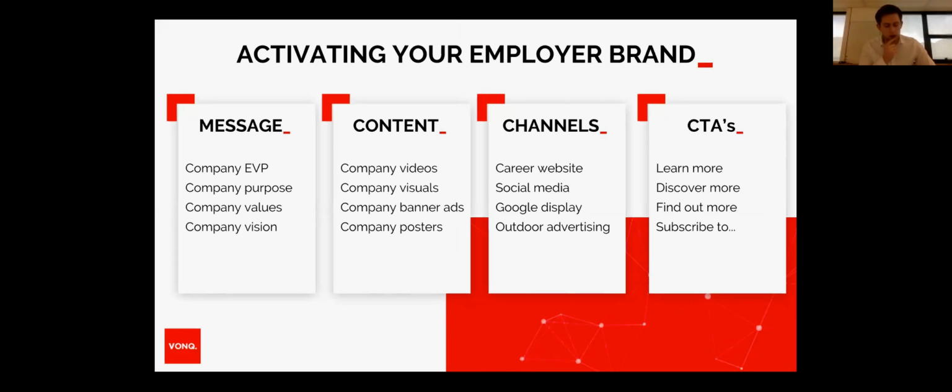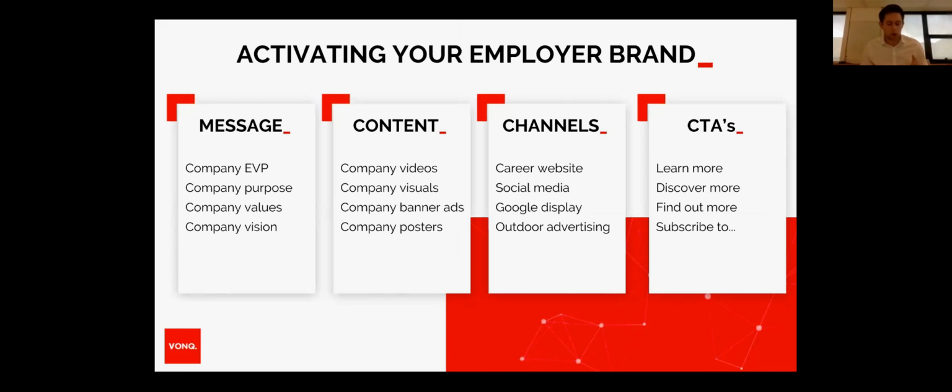So once you've got your EVP well and truly mapped out on multiple different levels, it's time to start putting a recruitment marketing strategy in place. So when it comes to activation, we tend to split this up into messaging, content, channels, and a call to action. This allows you to create a structured plan of action.